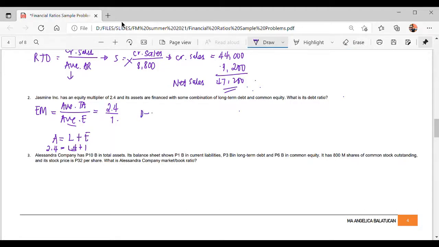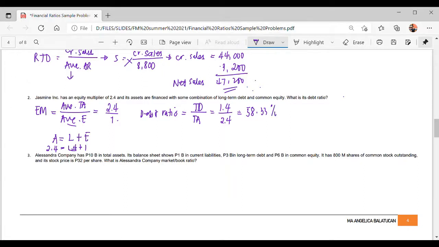So what is our debt ratio? The formula for debt ratio is your total debt over your total assets. If our liabilities, or the debt, is 1.4 and we divide it by the total assets, which is 2.4, therefore that would be 58.33%.